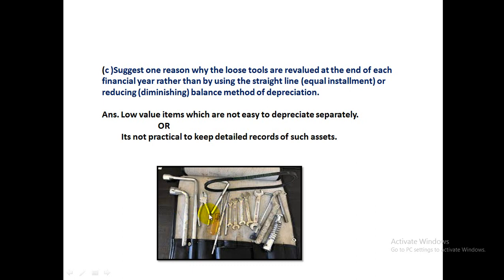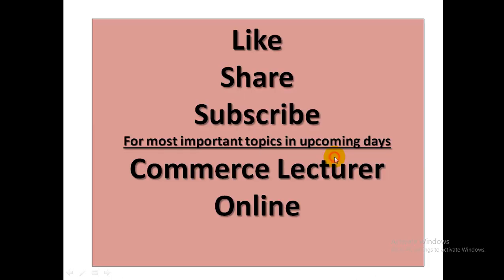These are the general loose tools which we have in a business, and you can imagine that using these depreciation methods for them is not practically possible.